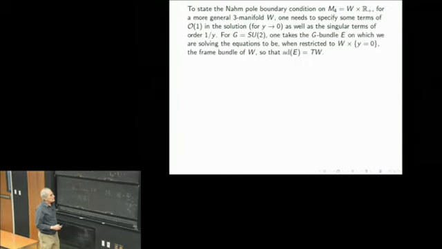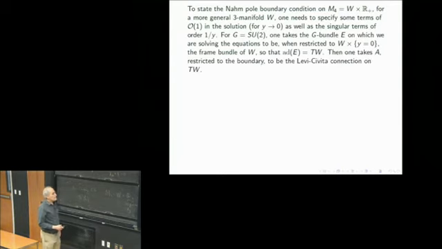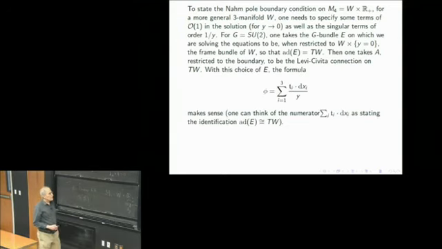If the group is SU2, you take the G bundle E on which you're solving the equations. Well, the fancy way to say it is that it's the frame bundle of W, but what we'll use is that the corresponding adjoint bundle is the tangent bundle of W. Then you take A restricted to the boundary to be the Levi-Civita connection on the tangent bundle. With this choice of E, the formula makes sense. You can think of the numerator as stating an isomorphism of ad E with the tangent bundle.